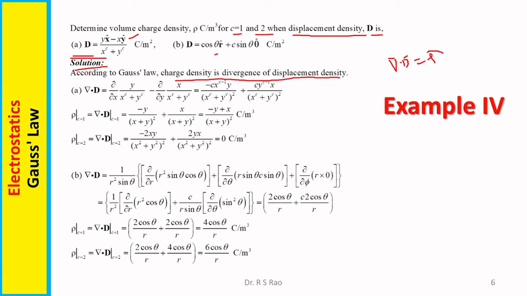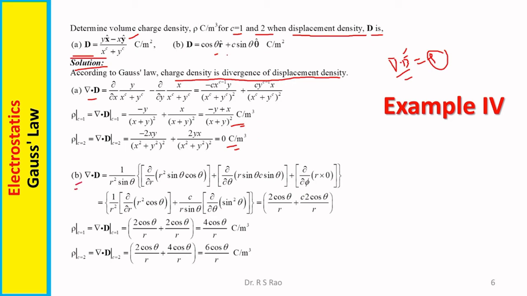You are asked to find out rho, the charge density. D is given, so we have to find del dot D. Del dot D in Cartesian is computed, and for C equal to 1, we got minus y plus x by x square plus y whole square, coulombs per meter cube. For C equal to 2, we have 0 coulombs per meter cube.